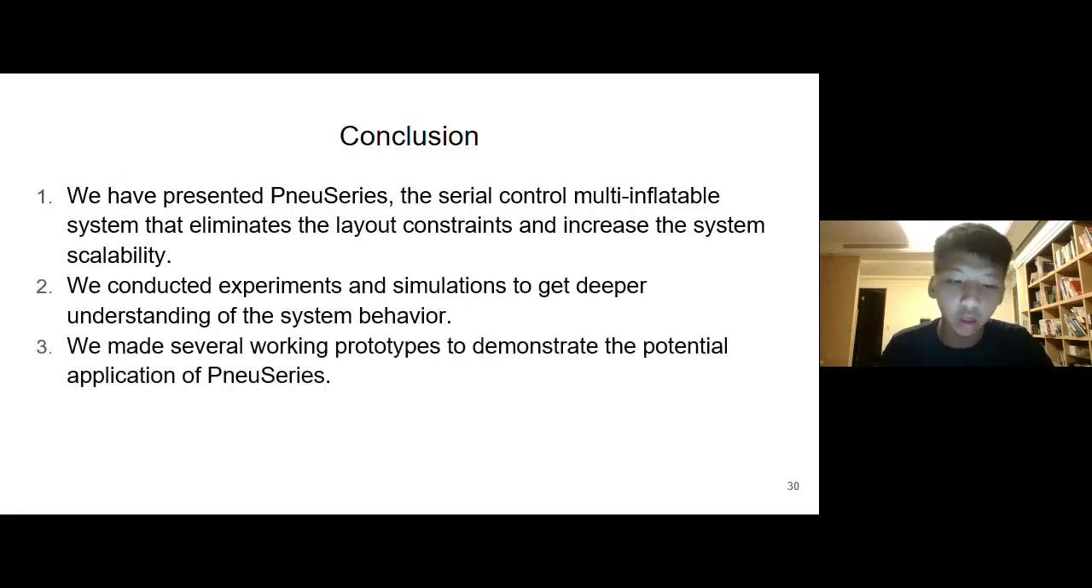To conclude, we have presented NeuSeries, a serial control multi-inflatable system that eliminates the layout constraint and increases the system's scalability. Second, we conducted experiments and simulation to get a deeper understanding of the system behavior. Third, we made several working prototypes to demonstrate the potential applications of NeuSeries.